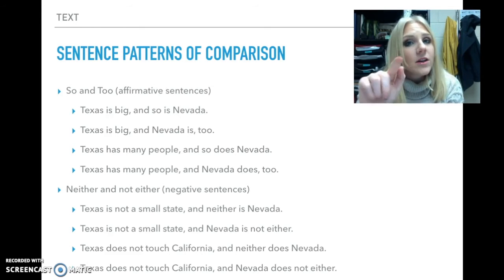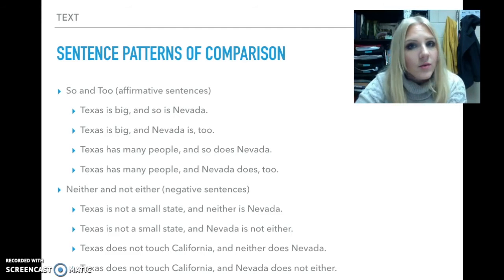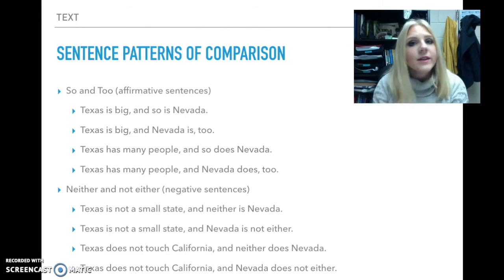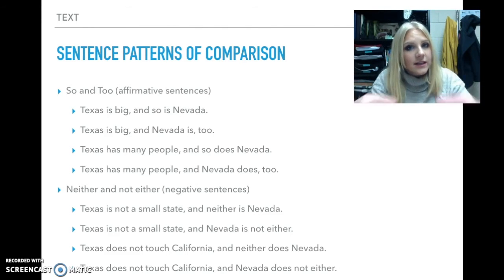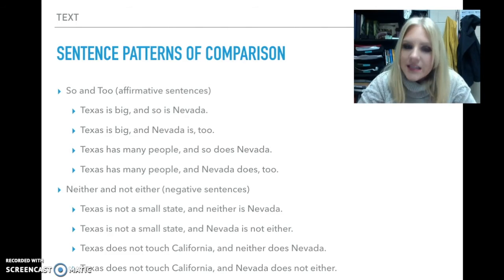Once again, take a note, when we look at and, we have the comma right in front because remember, it's still doing its job as a connector. It's still connecting those two sentences together. The next one, Texas is not a small state and Nevada is not either.